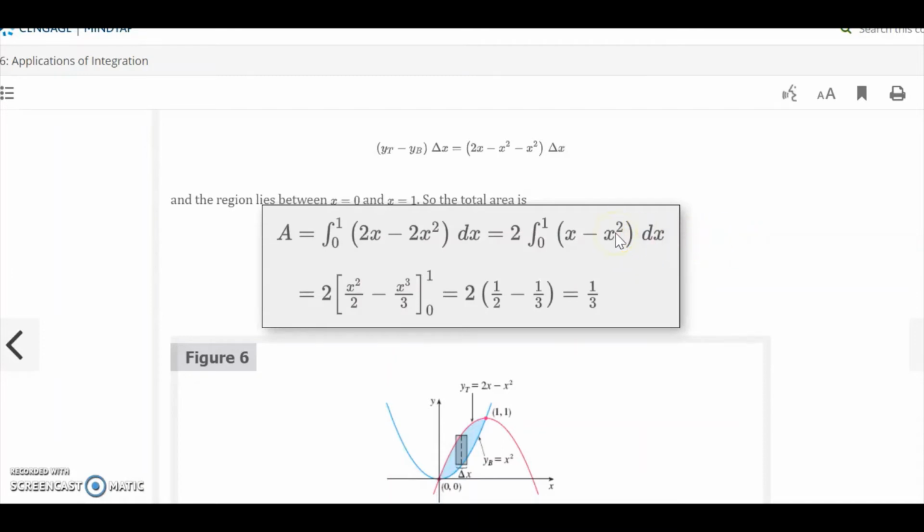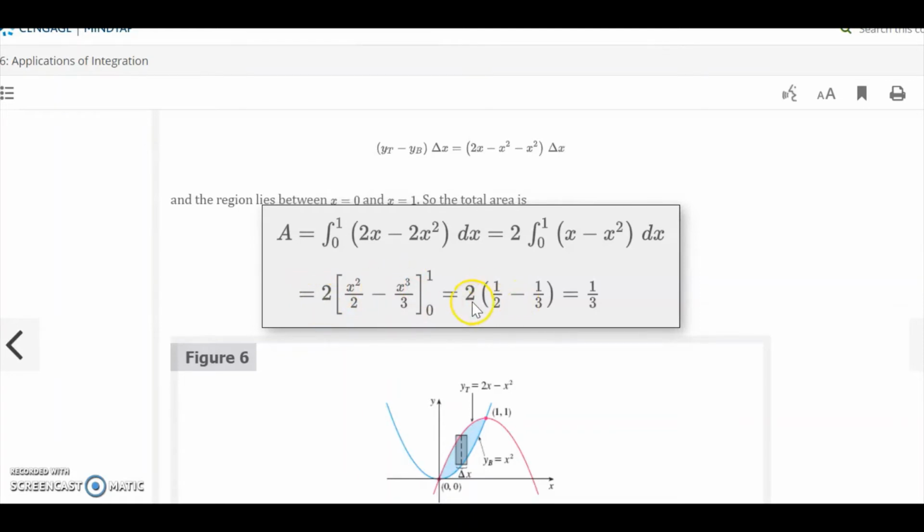And then they're integrating. So they ended up factoring a 2 out, which you can totally do, or you can leave that 2 in. Doesn't matter, it doesn't make a difference. You get the same answer. So they factored the 2 out, and so they're adding 1 to the exponent, dividing by 2, adding 1 to the exponent, so it's x to the third over 3.